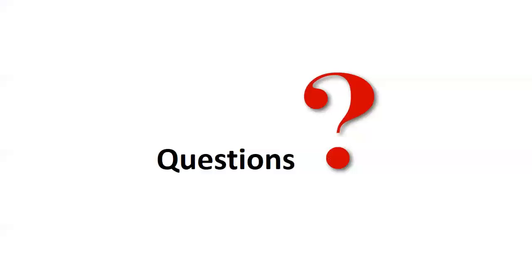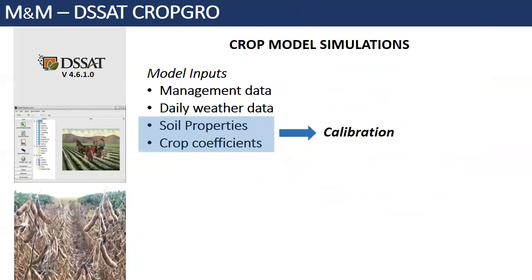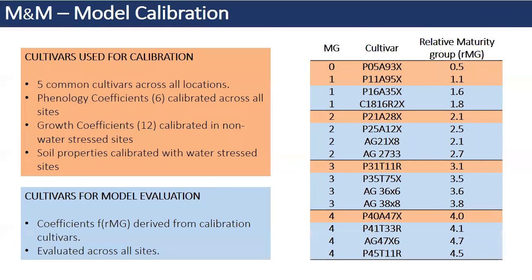So how we do both calibration, as I explained, of soil parameters as well as crop coefficients. As I didn't have too much time to explain, for those five common cultivars, what we did was run the GLUE tool. So we have some coefficients, and then, as I told before, I derived the crop coefficients based on relative maturity group for the rest of the cultivars. This is just an example for Lexington, but some of the other locations have different cultivars.